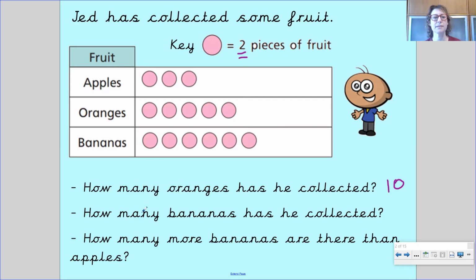How many bananas has he collected? 2, 4, 6, 8, 10, 12.